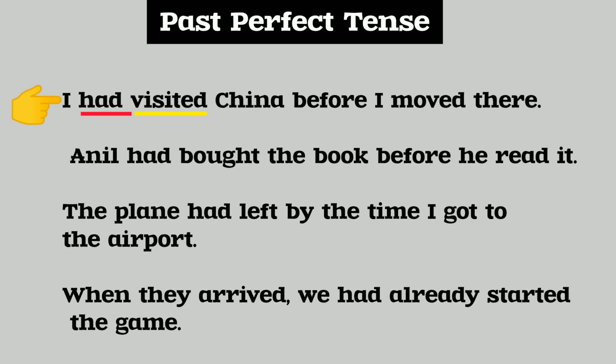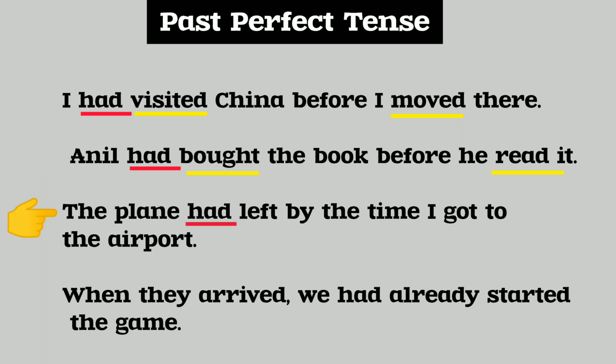Look at the first one. I had visited China. Notice that the second verb in the past simple tense is I moved there. The next one: Anil had bought the book before he read it. So Anil is the subject, then had, and then the past participle, bought. And in the second part of the sentence, before he read it, the simple tense of read is read.